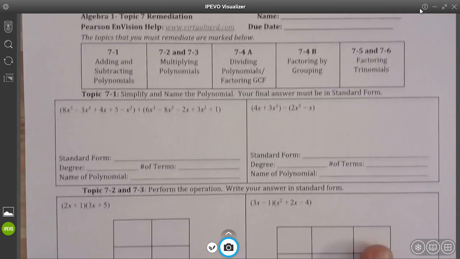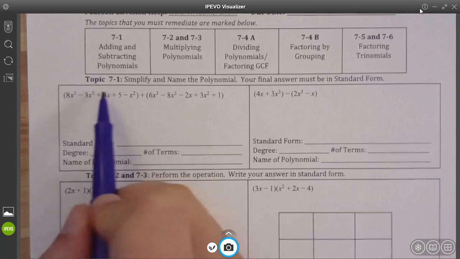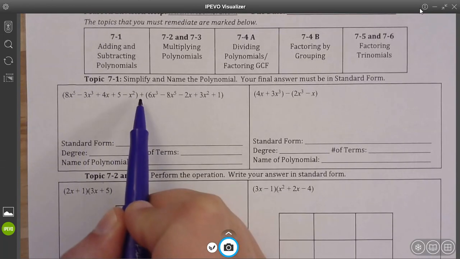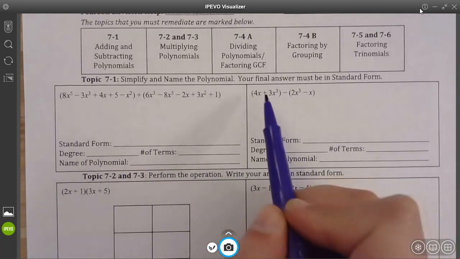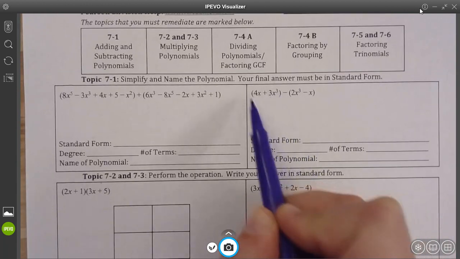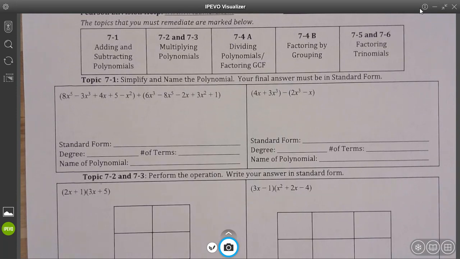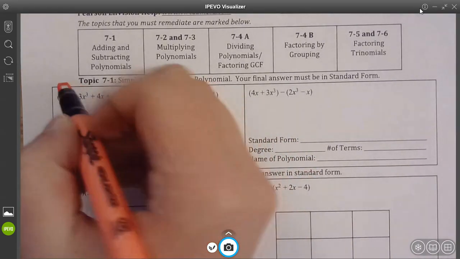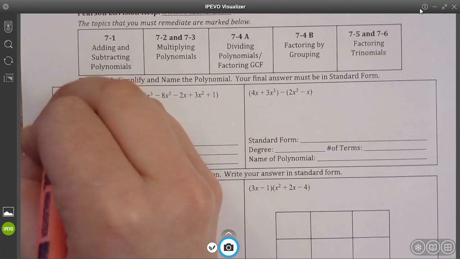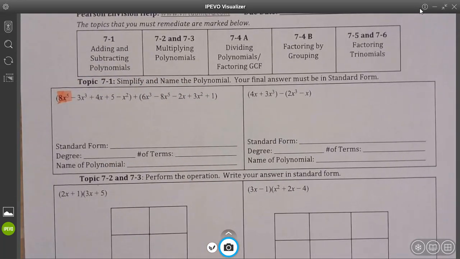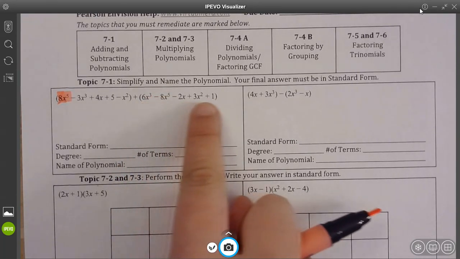So if we take a look at our two problems, the first one, we have a polynomial over here, and we're adding it to a second polynomial. And then in the second problem, we have a polynomial here, and we're subtracting it. The thing that we need to remember when we're adding and subtracting polynomials is that you can only combine like terms. Like terms are going to be something that have the same variable. So if I highlight this 8x to the fifth power, it has to have the same variable, and it has to have the same exponent.